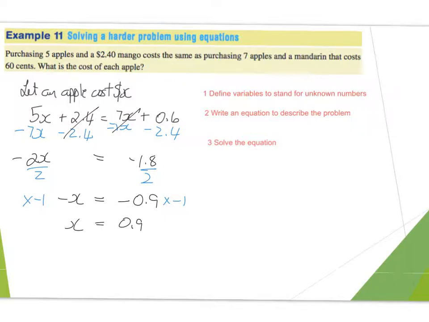Now, our last step, our final step is to write your answer with units. So I'm going to go back to my original question, and the question said, what is the cost of each apple? We said the cost of an apple is x equals $0.9. Nobody's weird around here, so we don't talk about $0.9. We will say, therefore, 1 apple costs 90 cents. Everybody happy? Let's go to our last question.